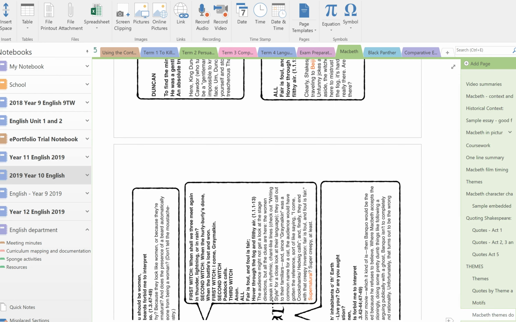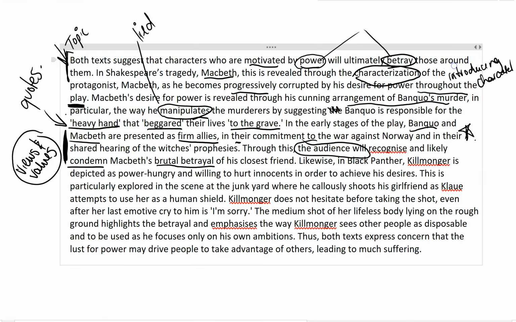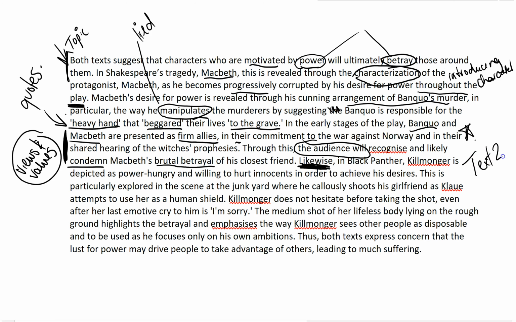In Black Panther, so if you pop back to that essay, we'll go to the first one again. We'll go to the second half of this paragraph. So we talked about how we analysed the Macbeth example. Then we need to have a linking word, and we'll move on to the text 2, which is Black Panther. So we need to think of an example from Black Panther that supports this idea that those in power betray those around them. And the one that we've used is Killmonger shooting his girlfriend in cold blood.